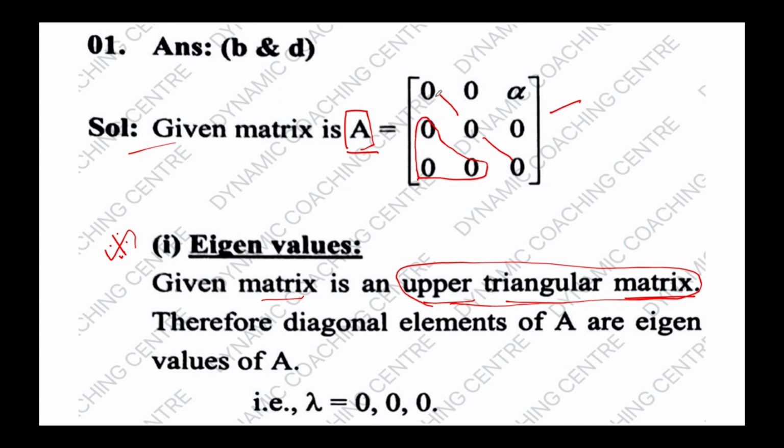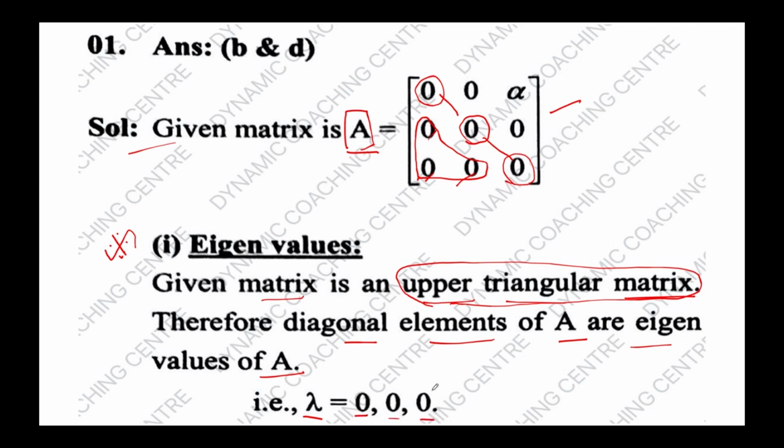Of course, below the leading diagonal we can see 0, 0, and 0, so clearly it is an upper triangular matrix. Therefore, the diagonal elements of the A matrix are the eigenvalues of the given matrix. The diagonal values are 0, 0, and 0. The eigenvalues are usually represented by the symbol lambda, so lambda is 0, 0, and 0.